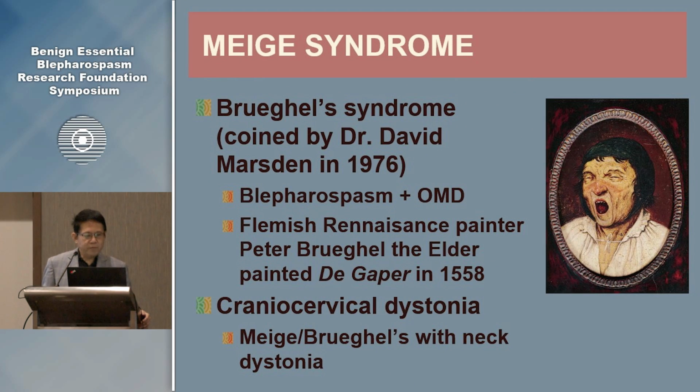And then some of you would have heard the term Bruegel syndrome. It was a term coined by one of the gods in movement disorders, one of our teachers, one of the founders, I would say, of the field of movement disorders in neurology. He's a very astute, brilliant English neurologist and movement disorder specialist by the name of Dr. David Marsden. So in 1976, he wrote a paper on a patient with Bleph with Oromandibular Dystonia.